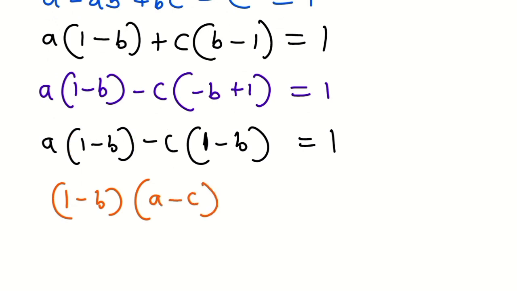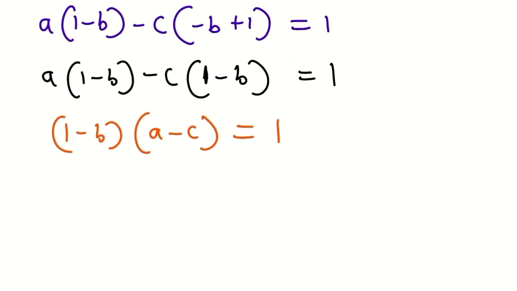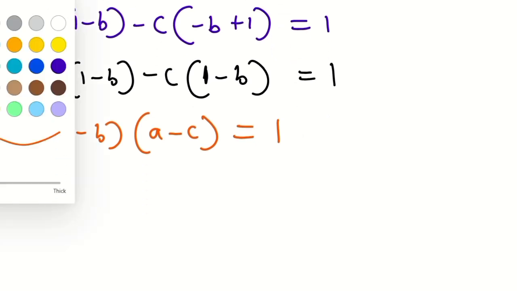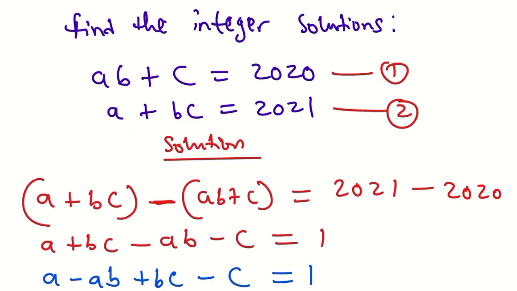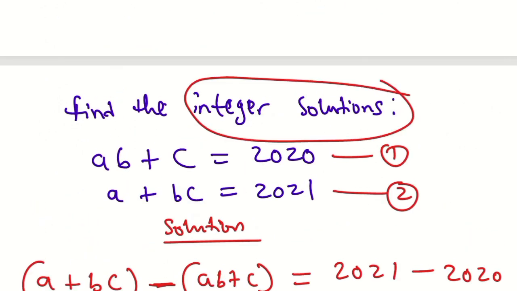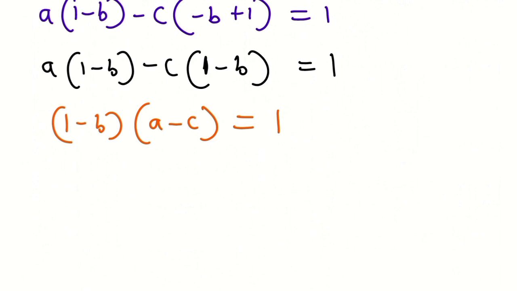A minus C. This is equal to what? 1. So what are we going to do next from here? The question you ask yourself is, what would be the product of two integers that will give you 1? Because we are interested only in the integer solutions, right? So we're not considering any other number apart from integers. So you think of two integers that will multiply themselves to give you 1.